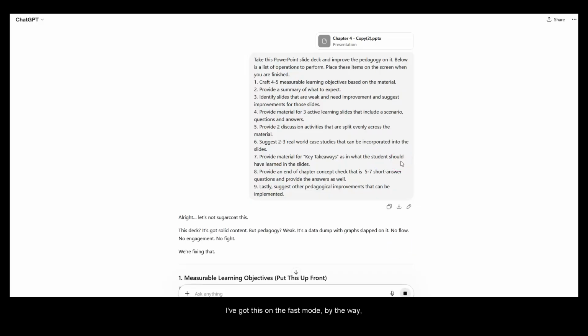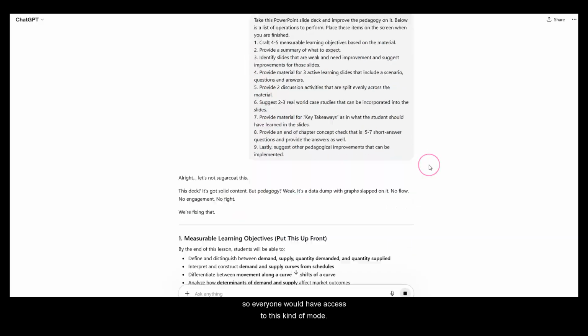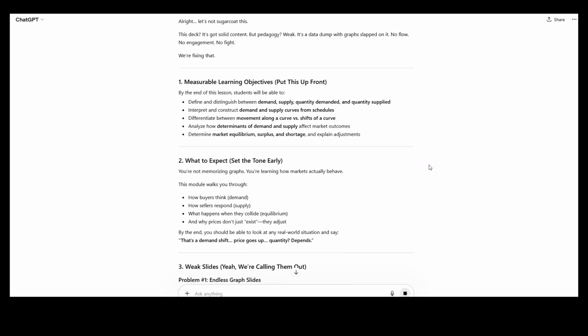And I've got this on the fast mode, by the way, so everyone would have access to this kind of mode. And it's going to list out all the things that we can do. Now, here's the important part. In those old slides that I had, there were no learning objectives. So you go into that PowerPoint, the students wouldn't know what they're supposed to be learning based off that material.